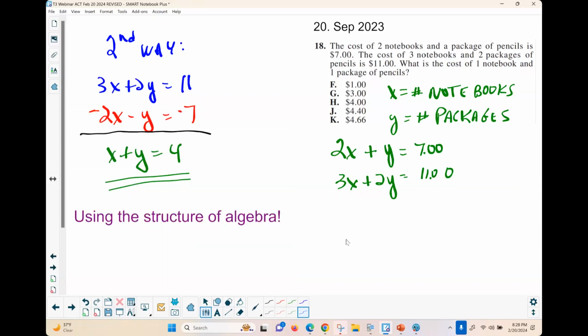This is a method called using the structure of algebra. And this happens often enough on ACT and SAT that you should consider this as a strategy for solving this. In the materials that we created for the ACT and SAT, we have a section on using structure of algebra. And it's something the students need to learn, okay? And it will definitely give them an advantage.